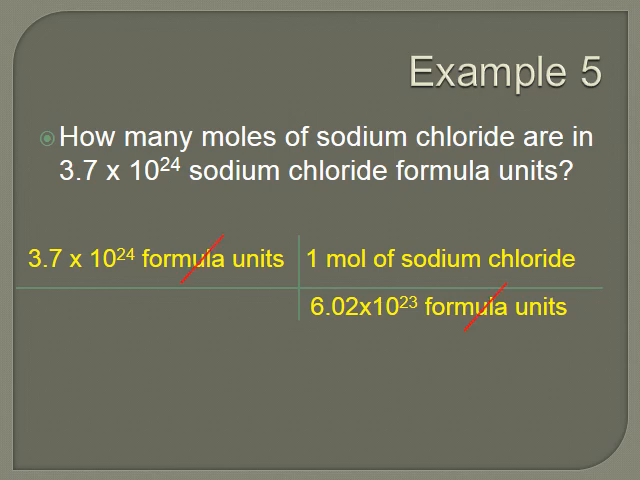We can cancel those guys. One's on the top, one's on the bottom. We're going to divide them. So in your calculator, you're going to go 3.7 EE24 divided by 6.02 EE23. And notice that we started with 2 sig figs, we're going to end with 2 sig figs. So you should get about 6.1 moles. Please make sure you try this on your calculator as well so that you're entering it and you're getting the same answer as me.